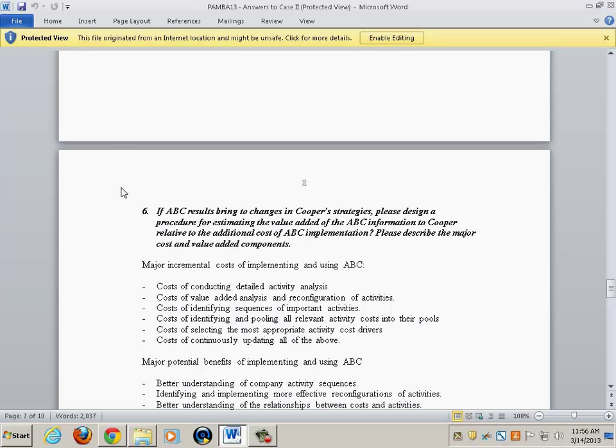Six, if ABC result changes in that happen for estimating the value added of the ABC relative ABC well, the idea established the fact that going to activity-based costing is very likely to increase accuracy in many cases. And many activity-based costing.